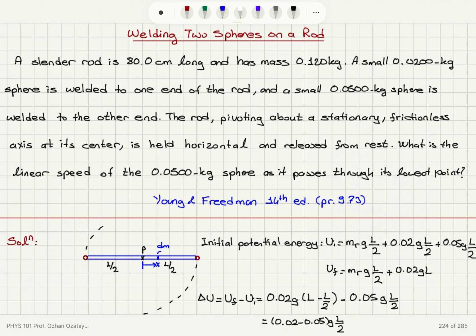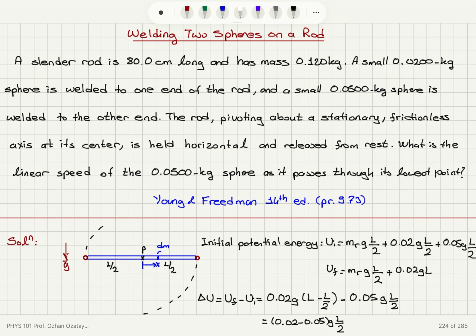Now in this process, we are under the influence of gravitational acceleration g. The gravitational force is conservative, and since there is no friction with respect to this rotation axis, the mechanical energy of the system must be conserved. The initial potential energy is mass of the rod times g times L over 2. This is the center of mass distance with respect to the bottom. The 0.02 kilogram one is at a distance L over 2, the other one is at a distance L over 2 as well.